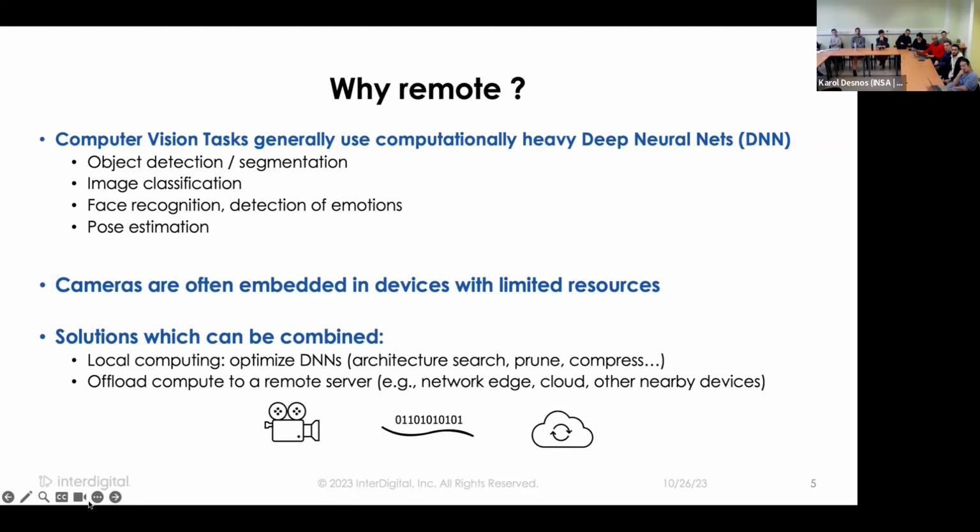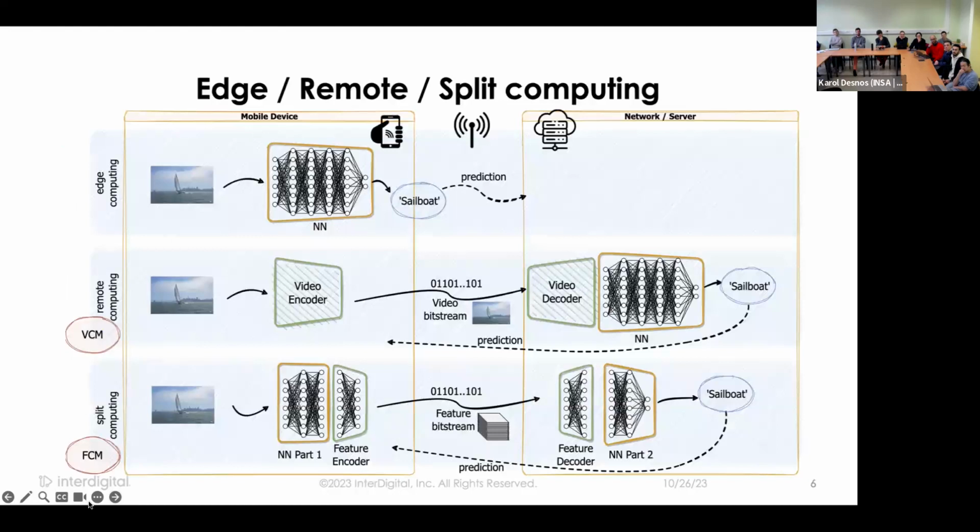So you can have two solutions, and those solutions can be combined. You can do what is called edge computing, which is you train your network so that it can run on the phone. That's perfect, but sometimes it's not enough. So the second idea is you offload the compute to a remote server. Again, it can be the cloud, far away, but it can also be nearby devices or the edge of the network. I'm going to talk about those pipelines separately because they are treated separately in research and in standards.